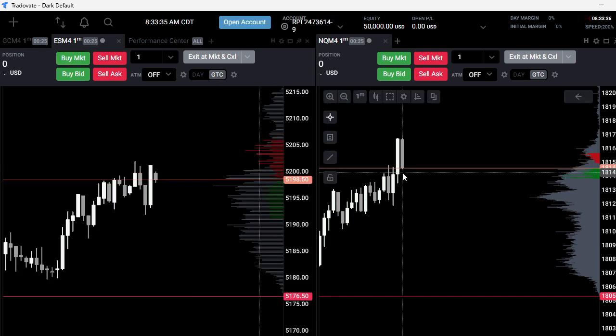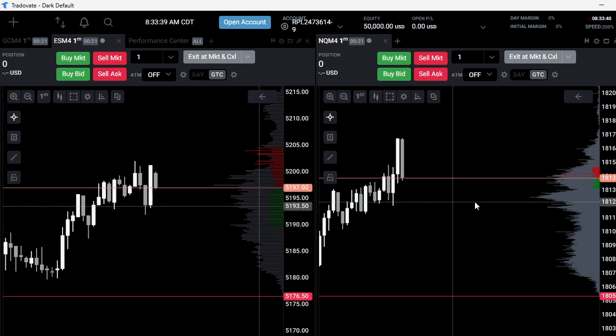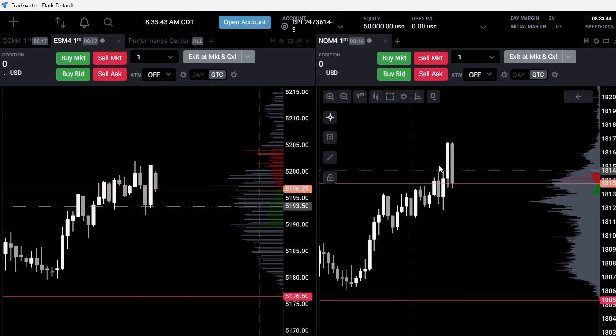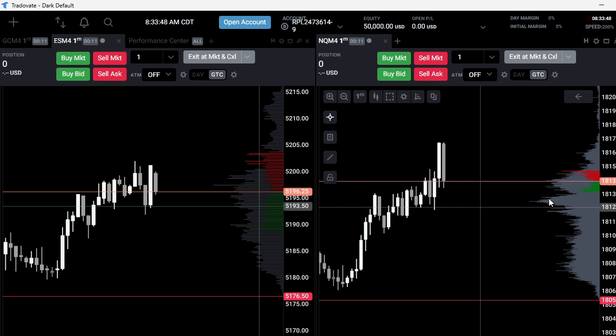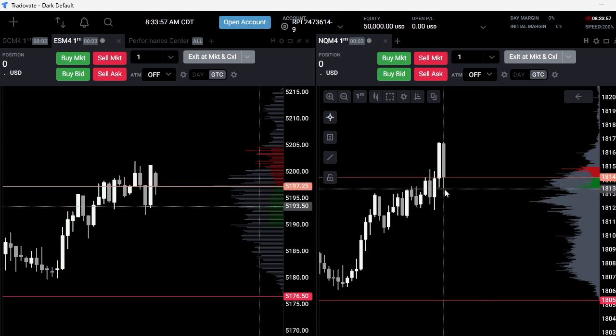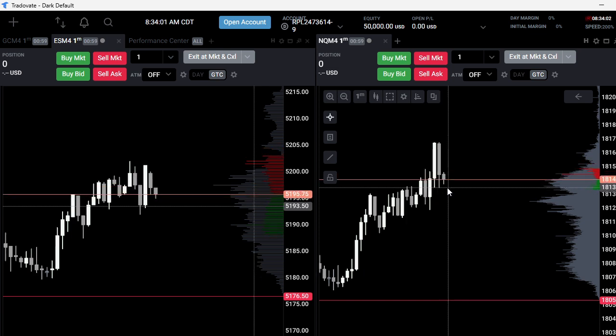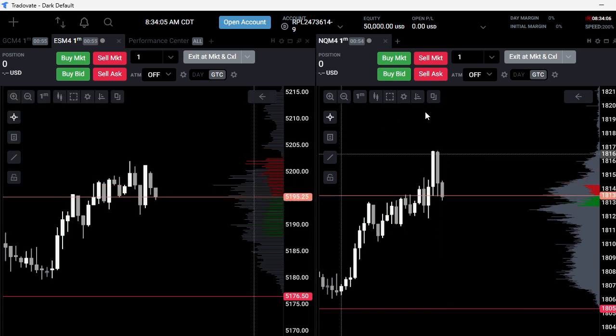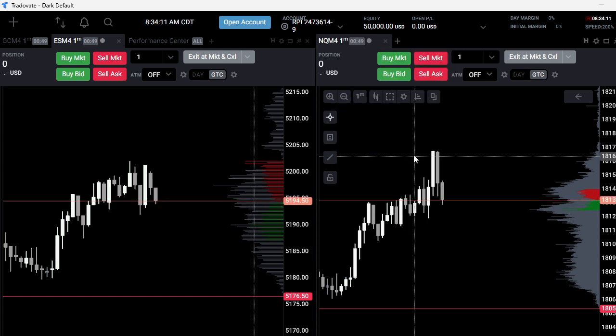Okay. About 2 minutes left in this 5 minute opening range before we can actually map out our highs and lows, look for some breakout structures, probably look for a retest entry. So 8:34, got about a minute left. I think we can start mapping them out now.